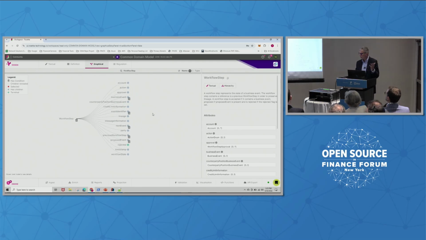So one of the things that was discussed about the workflow model that's in here, you can see that there's a definition of a workflow step in here. Ian had mentioned that workflow steps are built up from business events.